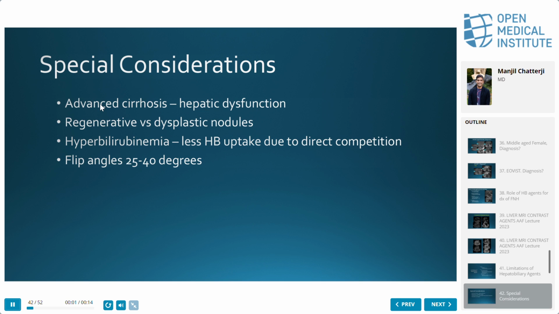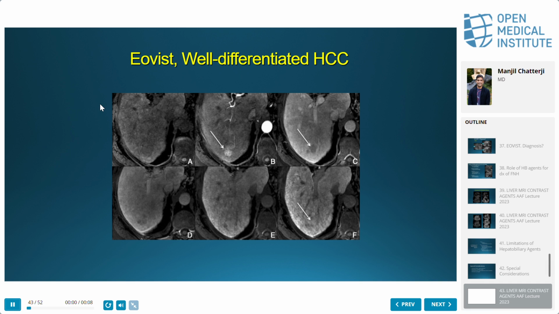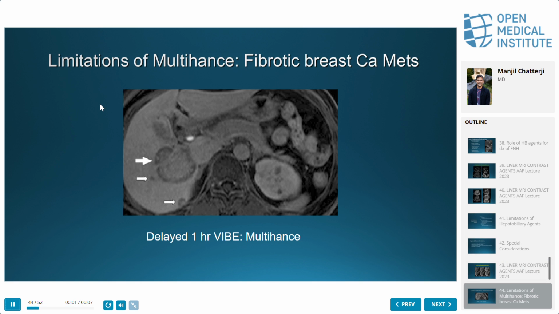There's special considerations if you have advanced cirrhosis or hyperbilirubinemia. But again, even at our institution now, we don't measure bilirubin before doing this imaging. And you want to find the ideal flip angle that will really optimize for the biliary excretion. So here's an example of EOVIST retention in a classic HCC with arterial enhancement and washout. So don't use EOVIST just blindly. You want to be thinking about when and how you're using it.